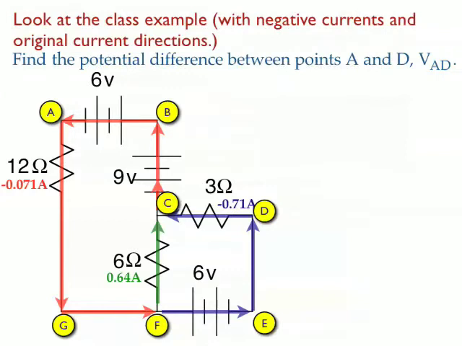Now with this example, I'm going to use my negative currents in all my calculations, and I'm going to find the potential difference between points A and D on this diagram. So there's the highlighted points there. And I'm going to do it a couple different ways.